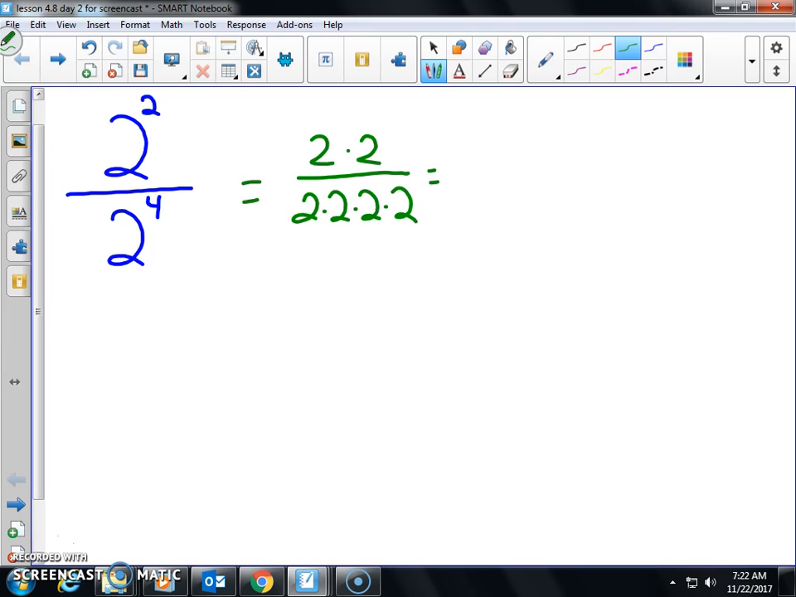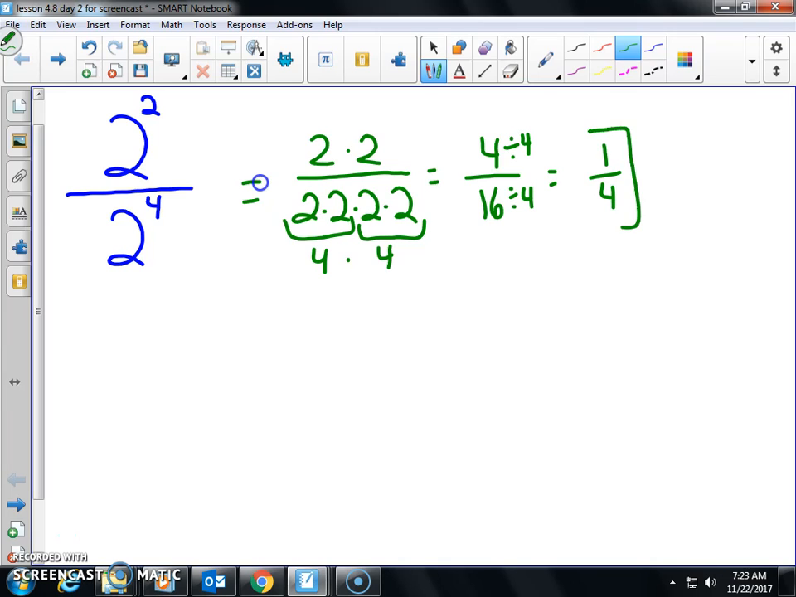On top, 2 to the second power turns into 4. And on the bottom, we have 4 and another 4. 4 times 4 is 16. We can simplify this. Divide both the numerator and the denominator by 4, and we end up with 1/4. So that original problem, 2 to the second power over 2 to the fourth power, simplifies all the way down to 1/4. Another way to look at the exact same problem, 2 2's on the top, 4 2's on the bottom.